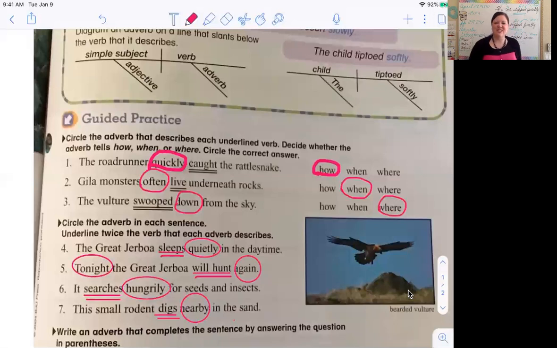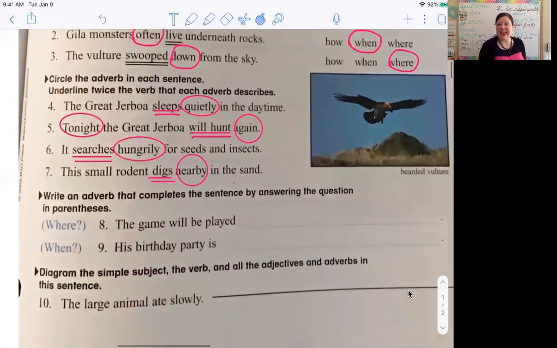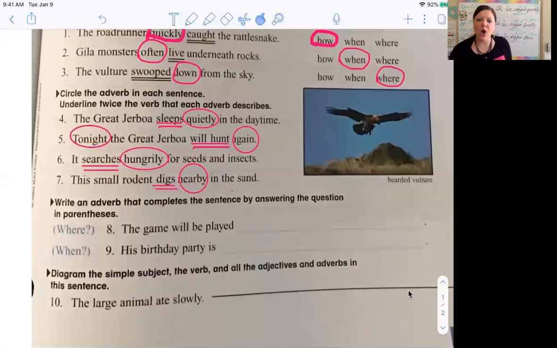Okay, let's move on to number 8. For number 8, these are sentences that need our help. They're okay the way that they are, but they're just lacking something. They're lacking an adverb. They're lacking some more details. The game will be played. Well, where will it be played? Some of you might be thinking a prepositional phrase, and that's fine. But let's see for right now if we can think of a one-word adverb.